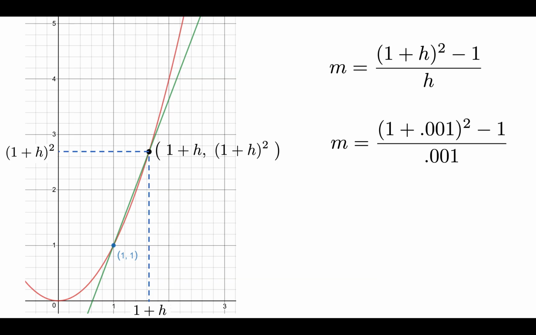All right, so we're going to plug in 0.001 for h. So we're picking a really close by neighbor spot. Okay, so on my calculator, I'm going to do 1.001 squared minus 1, and then divide that by 0.001.